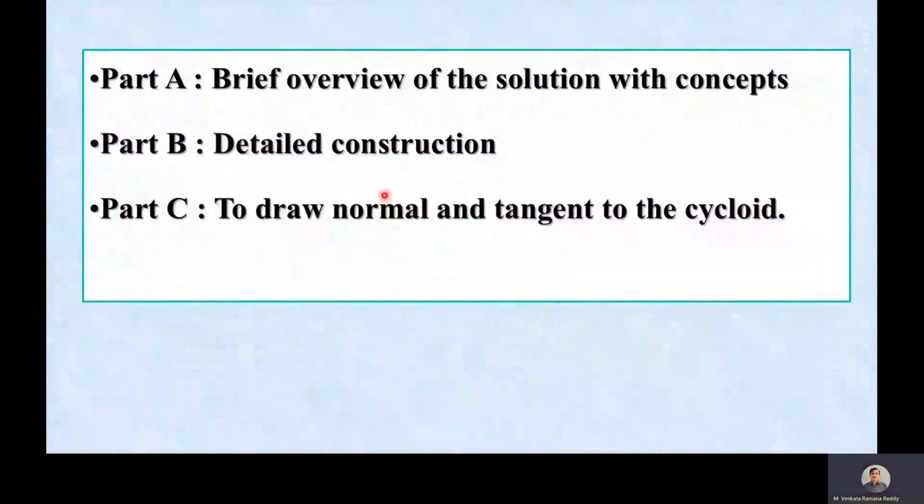The explanation in this video is divided into three parts: part A, part B and part C. Part A is a brief overview of the solution with concept. Part B is related to the detailed construction of the cycloidal curve. Part C deals with drawing the normal and tangent to the cycloid. Now we'll enter into the brief overview of the solution with concept.